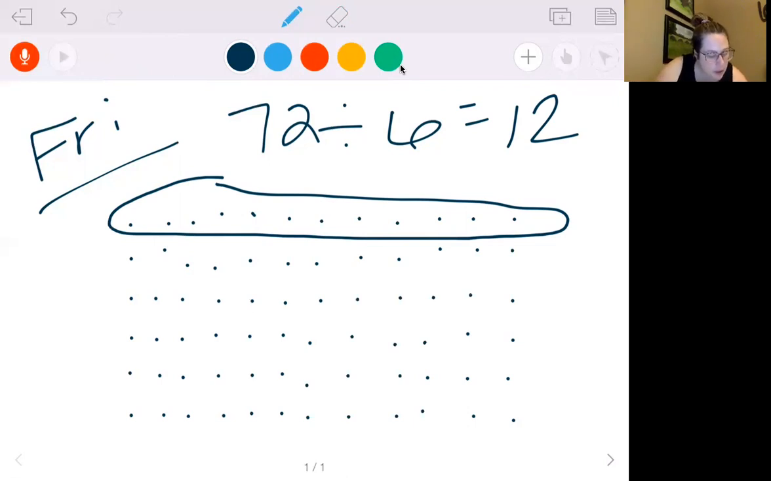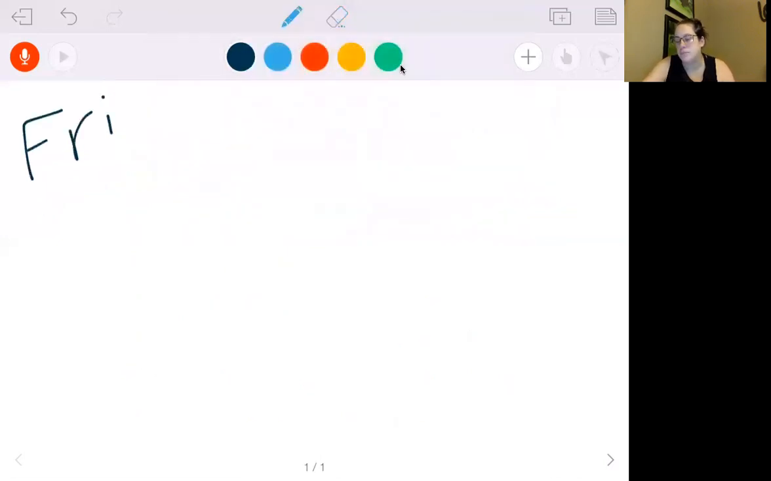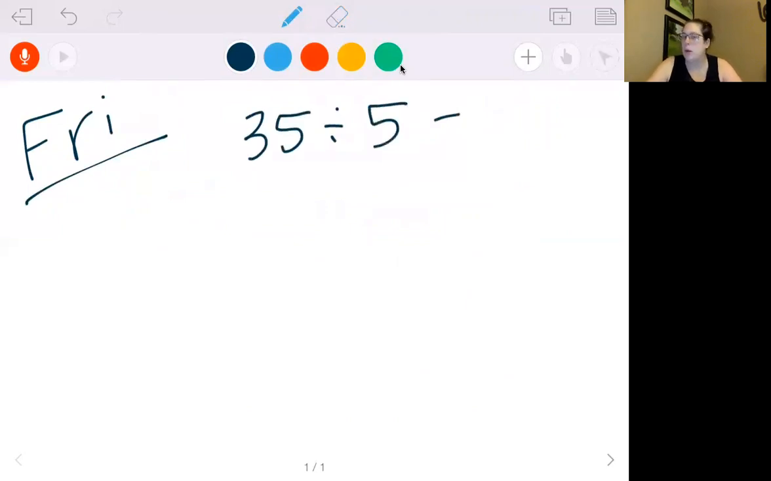So on your page, it gives you method 2, just ignore method 2. What I want you to be able to do is to divide. So I'm going to clear this out and let's do one more. If I gave you 35 divided by 5, in your head, you can probably already tell me what that is, but let's do 5 rows, the start of 5. All right, so I have 5, and I'm going to keep counting until I get to 35.